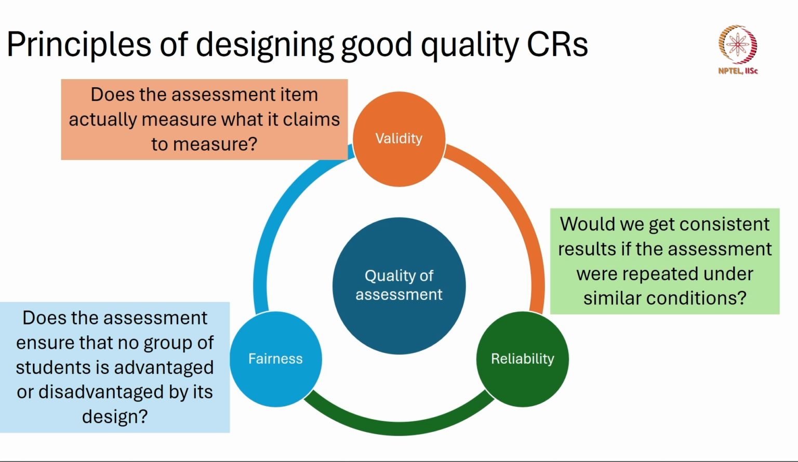If the assessment item assesses what it intends to assess, we say that it is a valid assessment item. Similarly, if we are getting consistent results when the assessment is repeated under similar conditions, then we say that the assessment is reliable. And if the assessment is free of any bias, then we say that the assessment is fair. Basically, the question we are trying to answer is: does the assessment ensure that no group of students is advantaged or disadvantaged by its design, which means it is fair for all the students.